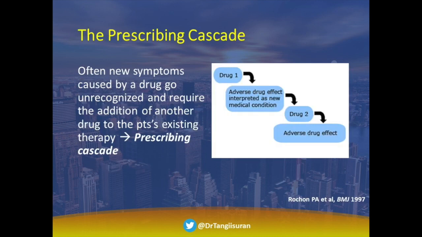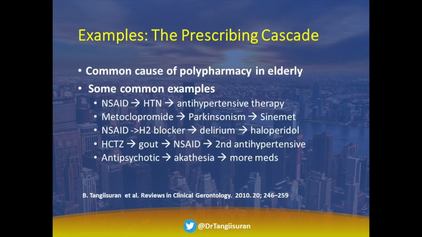You can see that often new symptoms caused by a drug go unrecognized and require the addition of another drug to the patient's existing therapy. Let's assume a patient is given drug 1 and later they develop adverse drug effects. This can lead to addition of drug number 2 when the adverse drug events are interpreted as a new medical condition, and this cascade can go on and on if you don't stop. These are some examples of prescribing cascades.